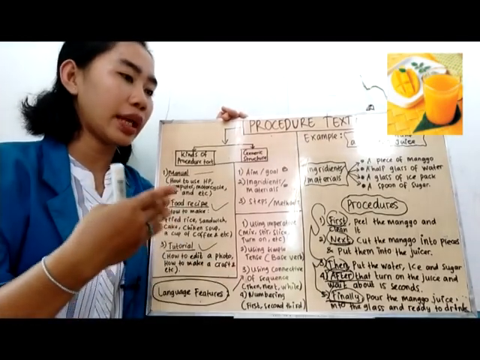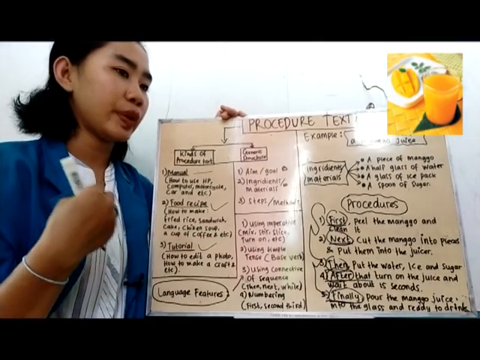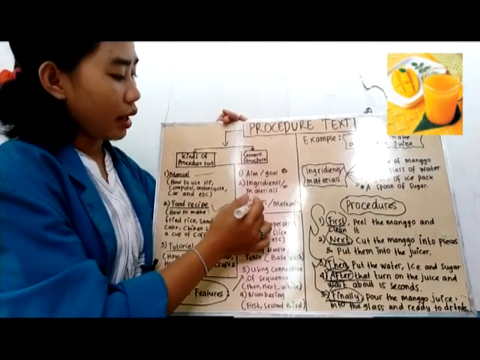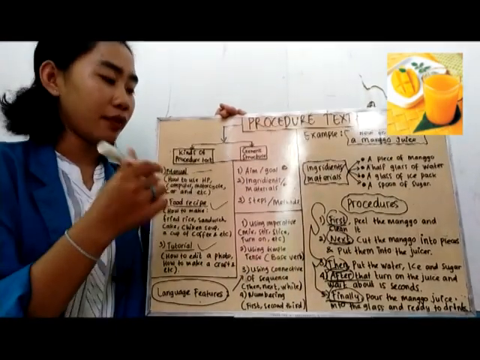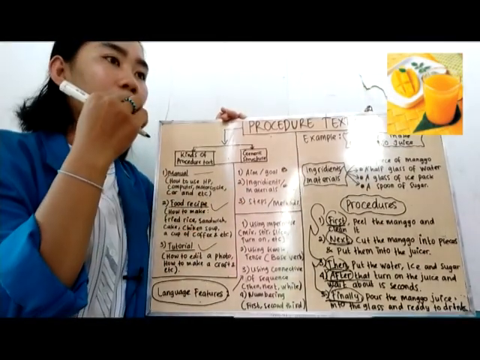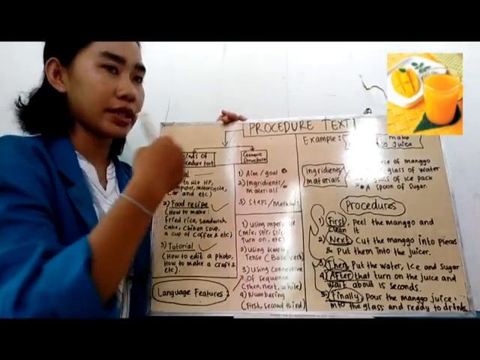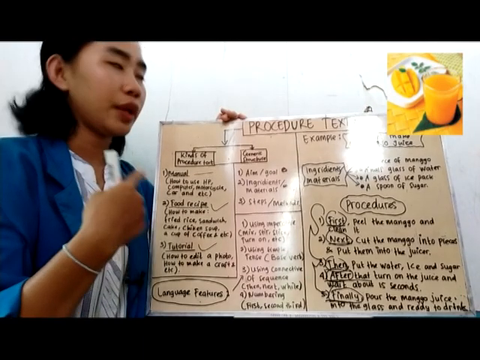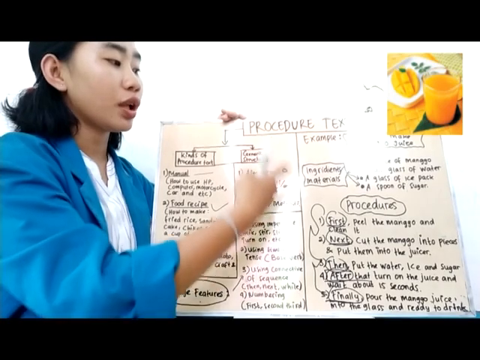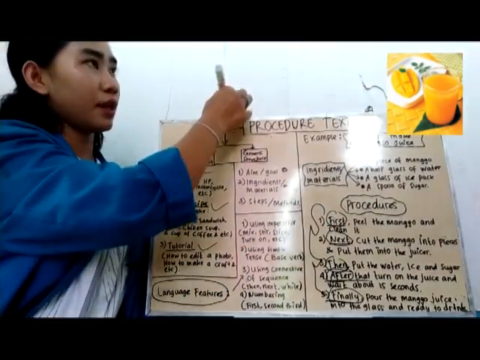For example, you want to make a juice. I will prepare the fruit that I want to use, and then I will prepare the ice, water, sugar, and so on. And then the steps or method. In the steps, you know the correct procedure to make a juice. For example, if you want to make a cake, you should know the correct procedure of whatever you want to make.